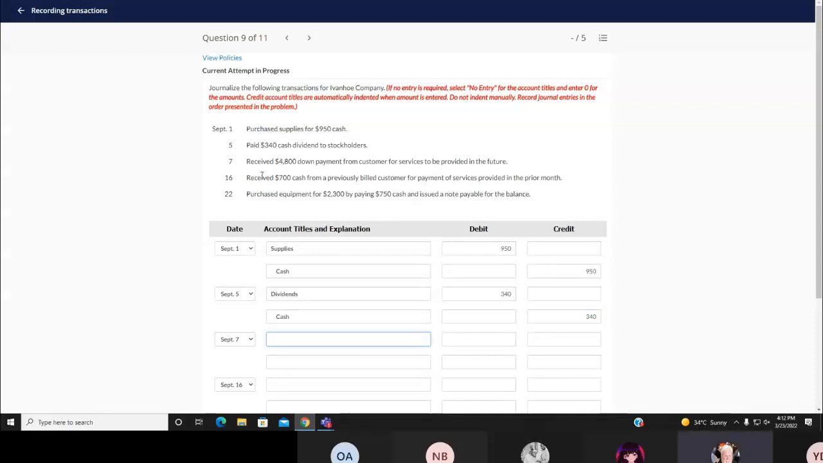Now, I received $4,800 down payment from a customer for services to be provided later. What did I receive? Cash, that's an asset, it's a debit. Now, I have a liability to perform these services. This liability is called unearned service revenue. Now that's a liability, even though it has the word revenue in it. It's not a revenue account.